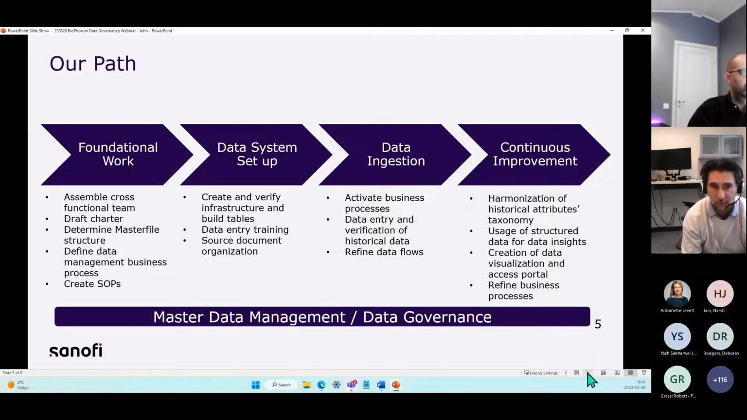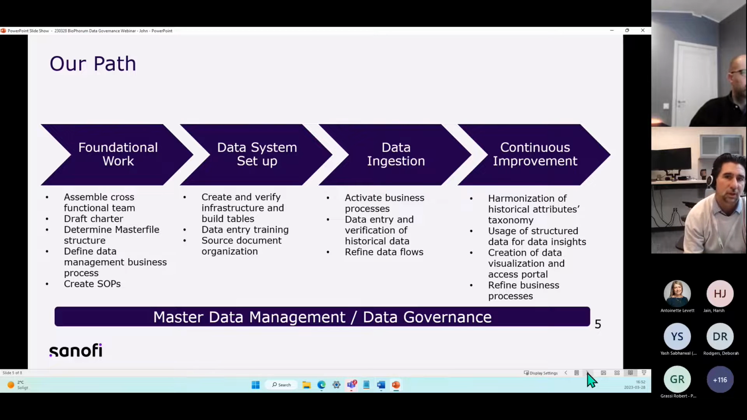So once we did a lot of that foundational work, we needed to set up our system. So we created our infrastructure, and we started to build our tables, and then trained our people on how they needed to do their data entry. And with that, there was some source document organization that we had to do so that we didn't have to go through all of the shared folders to look for the source documents. And with that, we began to activate our business processes and begin our data entry and verification of our historical data and any new data that was coming in, and start to refine some of those data flows to lead into some of this continuous improvement activities.